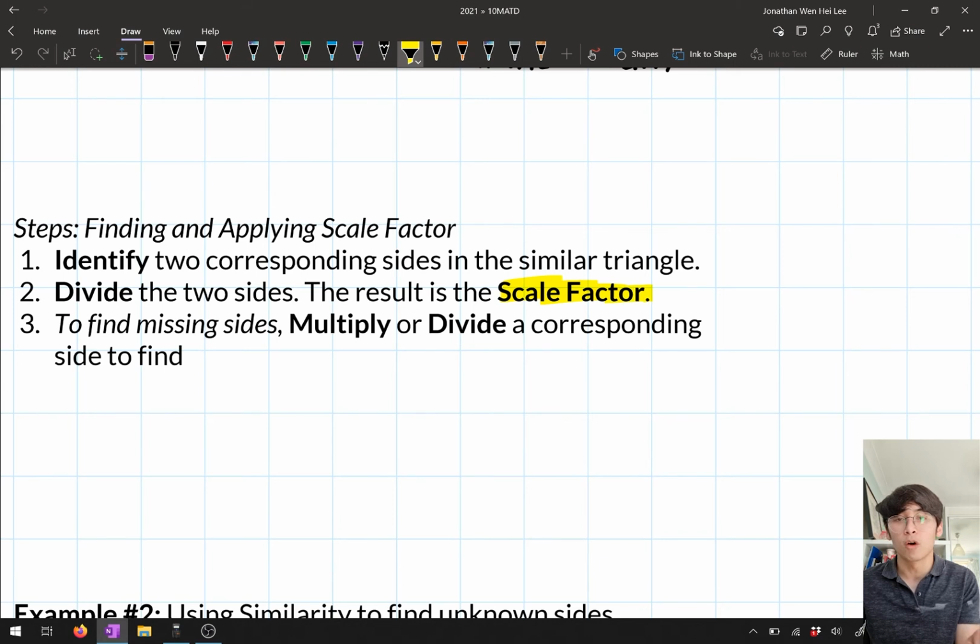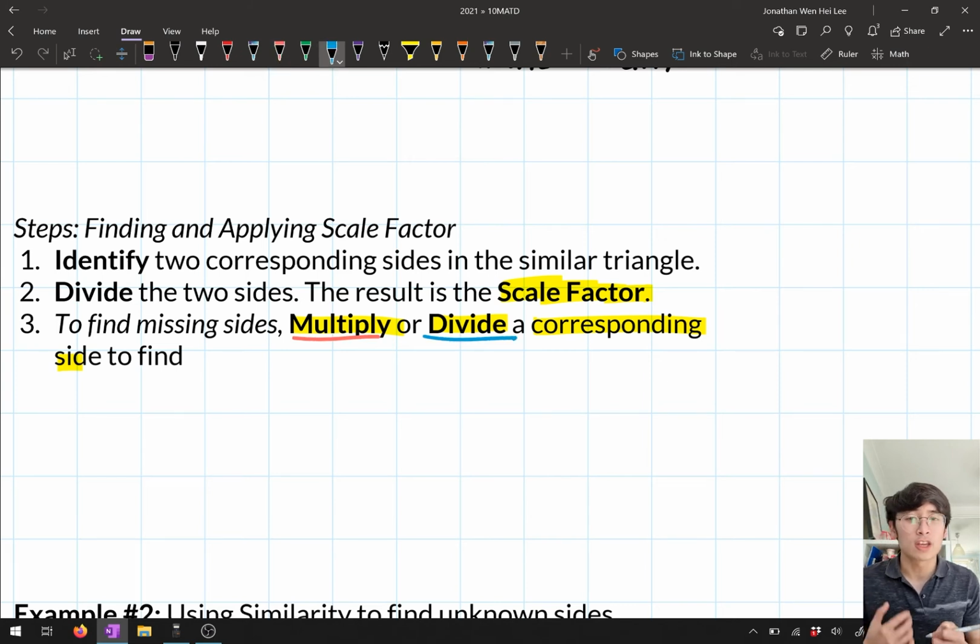And just like we did before, usually you put the largest measurement at the top and the smaller measurement at the bottom. Then, if we want to apply this and actually find missing sides, what we do is we multiply or divide a corresponding side to find the version in the bigger or the smaller one. Now here, multiply or divide.